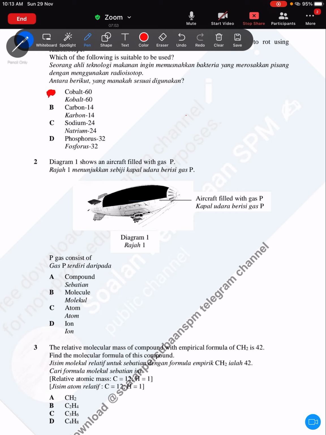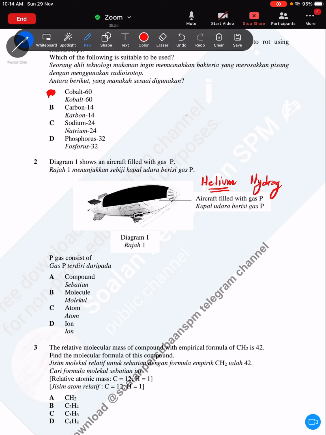Diagram 1 shows the aircraft filled with a gas P. Remember, in order to fill the aircraft with a certain gas, it must be the lightest gas possible and safer. So this compound, normally we will choose helium. Helium. Okay. Remember, some of the questions do ask, why helium, and between helium and hydrogen.